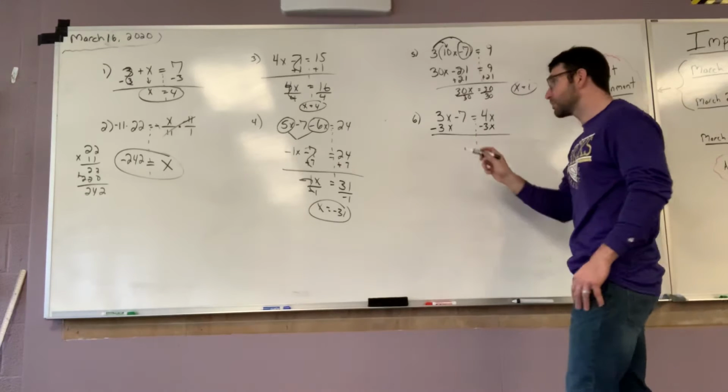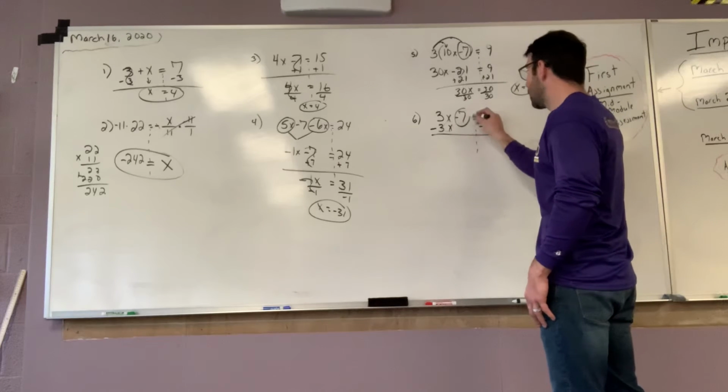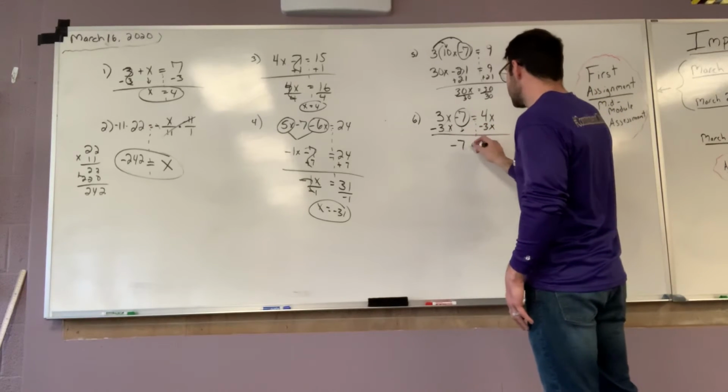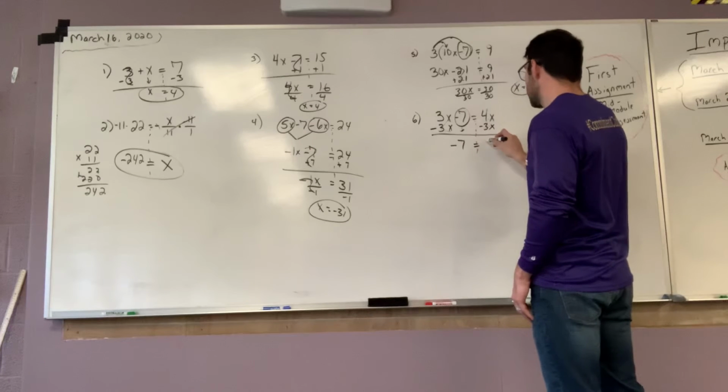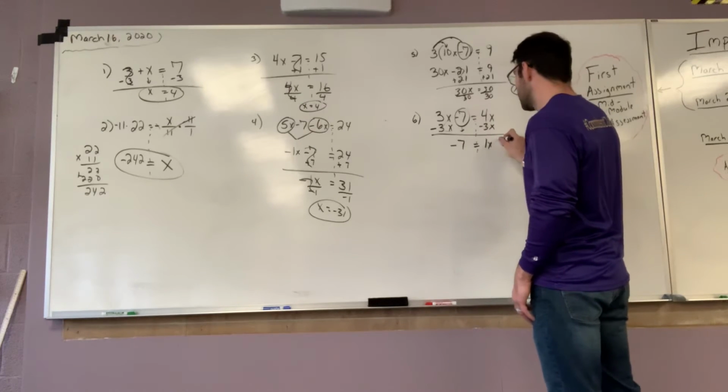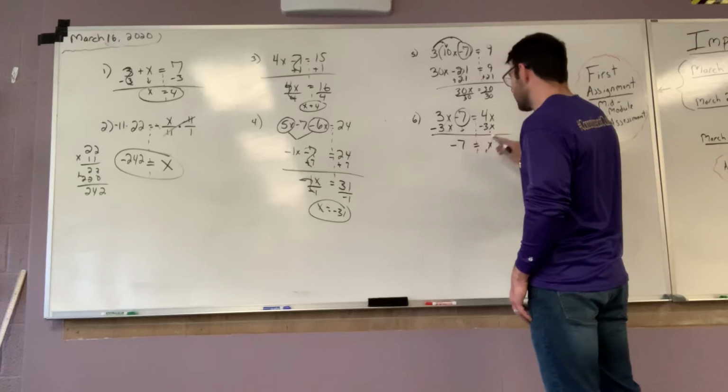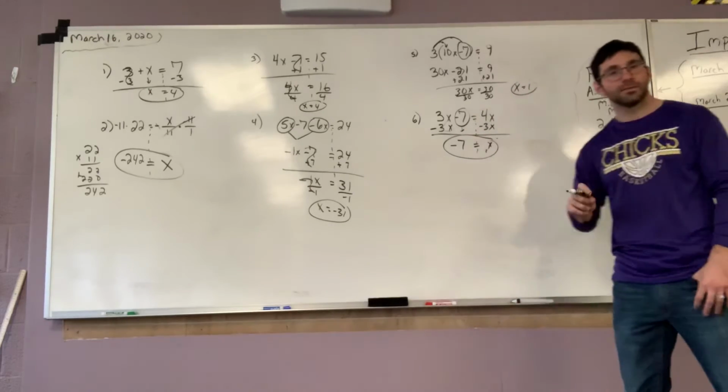And here's where a lot of you will make a mistake. This is 0. All of the negative 7 needs to come down. 4x minus 3x is 1x or just x. So my answer is there. That's it. X equals negative 7.